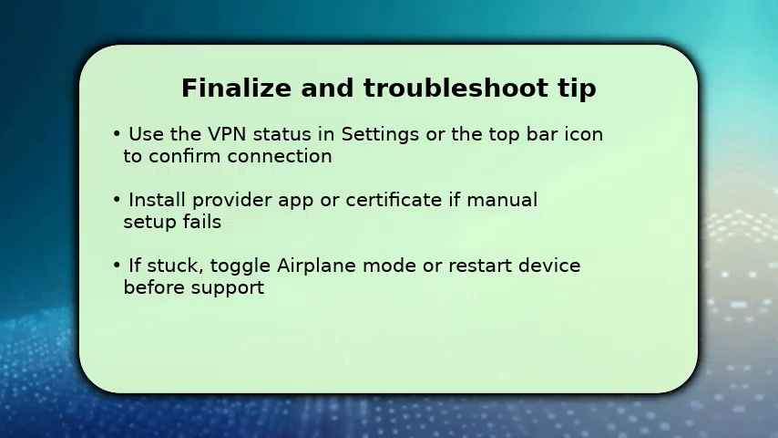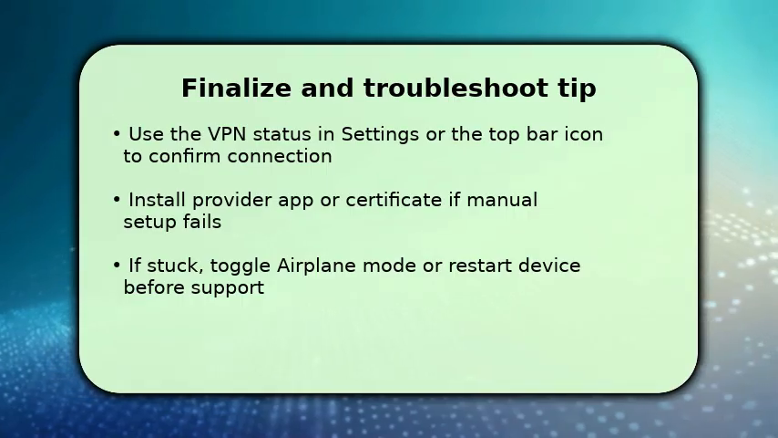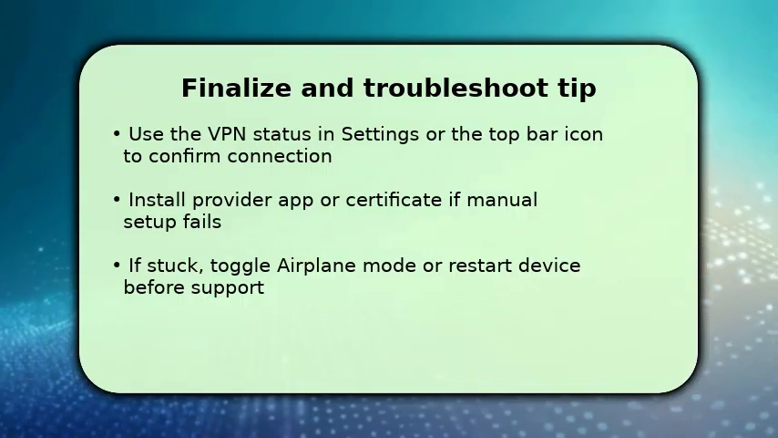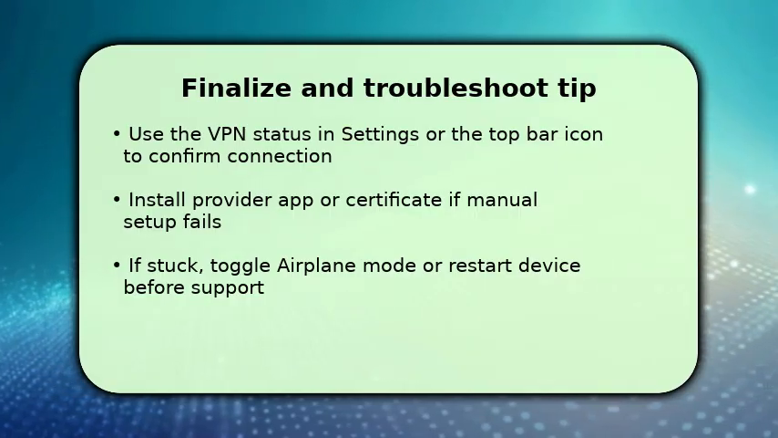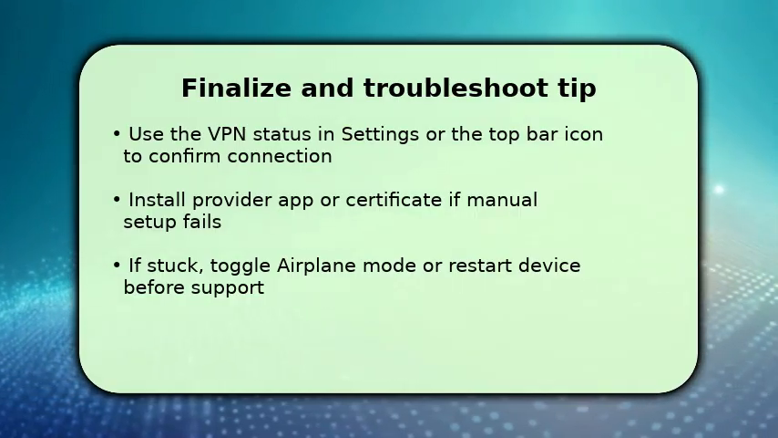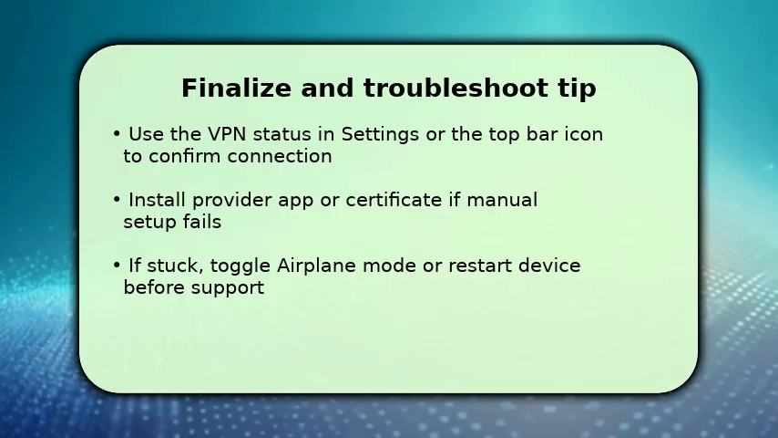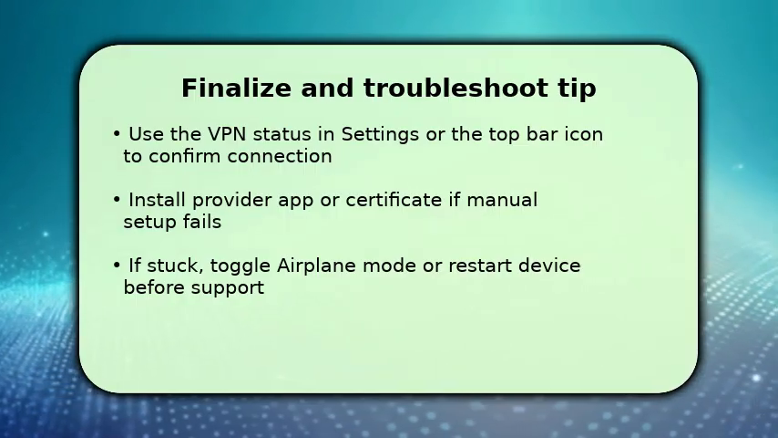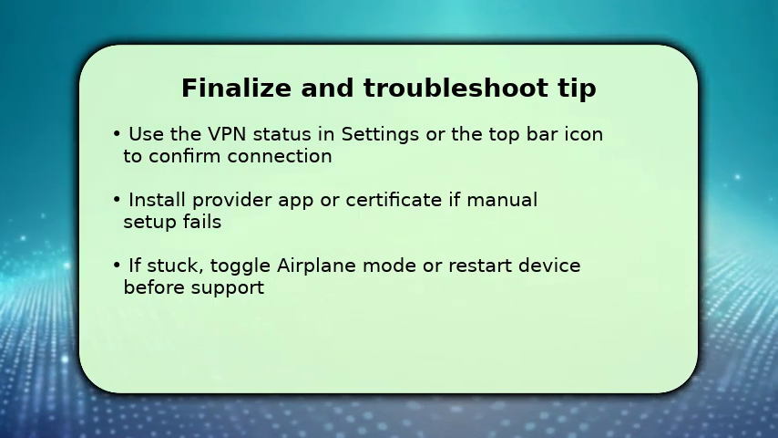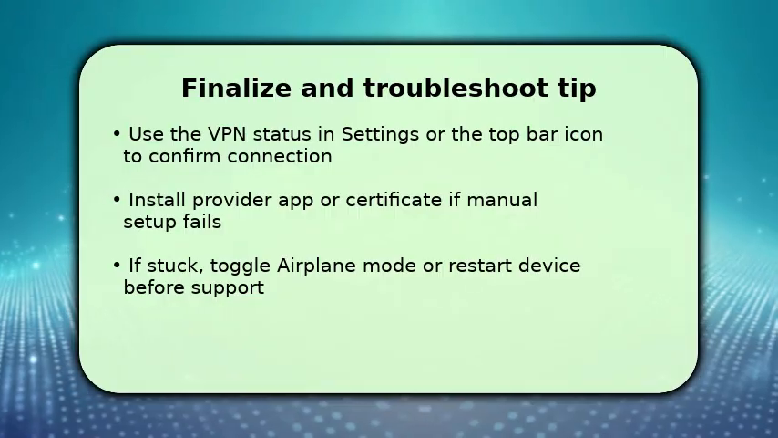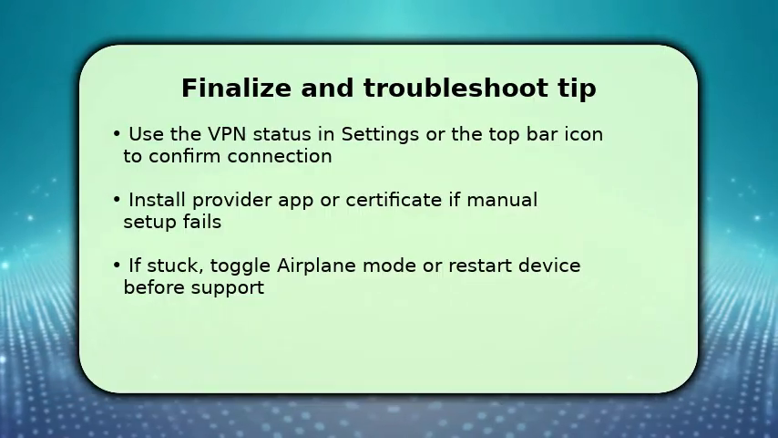If manual setup fails, install the provider's official app or import the certificate they supply. Apps can auto-configure complex options. If you still cannot connect, toggle airplane mode briefly or restart your iPhone to clear network caches. This often fixes DNS or handshake issues. If problems persist, contact support with error messages and your configuration details.